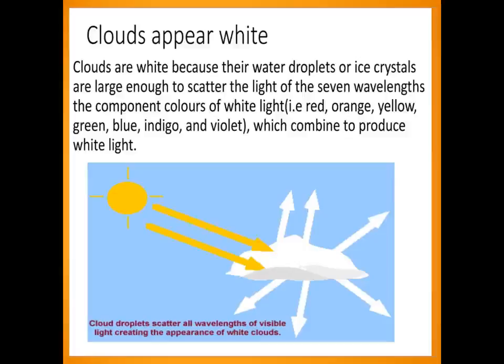So white color is produced when the droplets scatter all 7 wavelengths of colors. That is the VIBGYOR, which combine to produce white light. So the cloud droplets scatter all wavelengths of visible light, creating the appearance of white clouds. Hence the clouds are white in color.